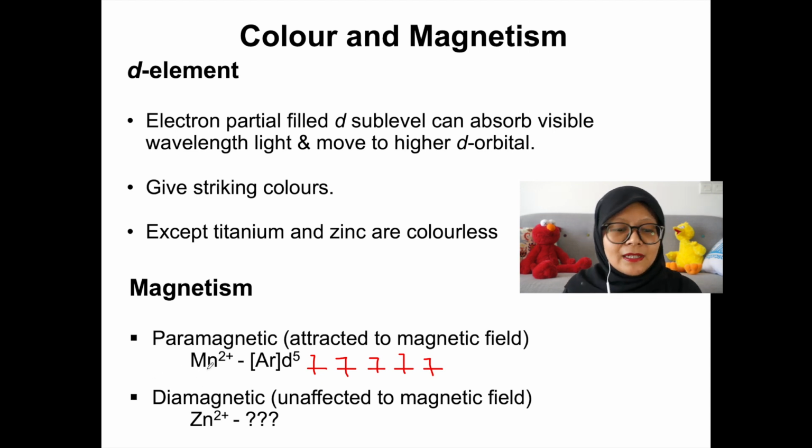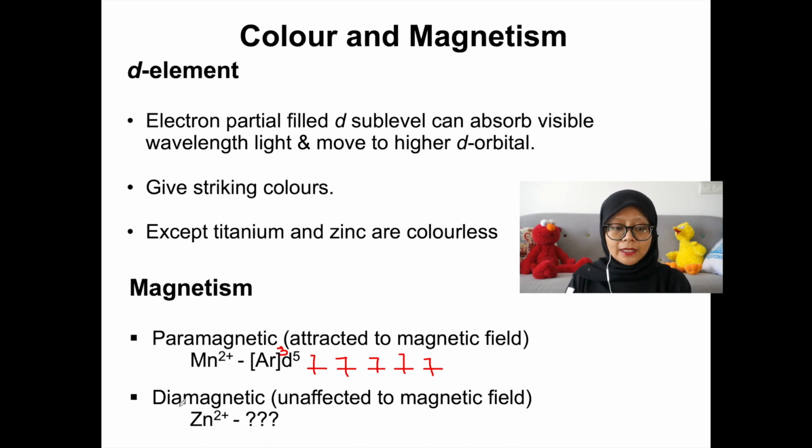Okay, for example, we have manganese 2+ with Ar 3d5. I missed the 3 here, so please add the 3 here: Ar 3d5. Then if you want to draw, we have 5 orbitals for the d orbital. So 1, 2, 3, 4, 5. You need to fill up all 5 electrons singly, 1, 2, 3, 4, 5. Then this manganese 2+ is a paramagnetic compound.